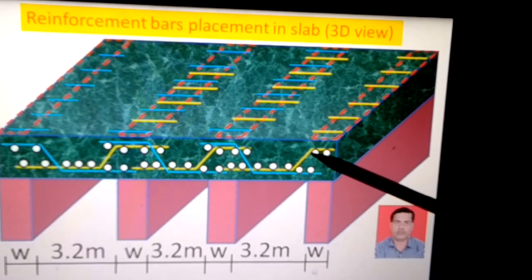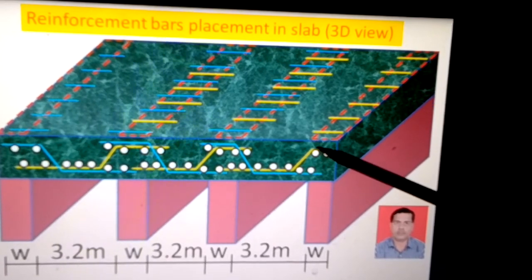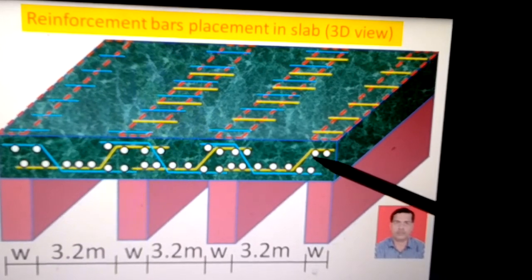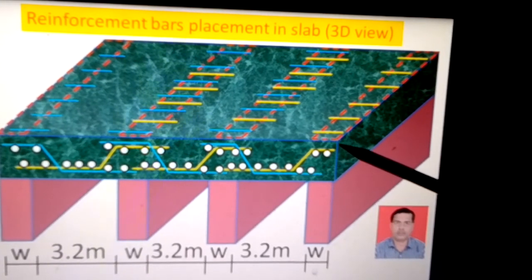So with this, I hope you have understood the main points of the one-way continuous slab, its reinforcement detail, its design steps, and that the main risk of a continuous slab is its deflected shape. If the deflection is excessive, the slab may collapse, crack, or break.